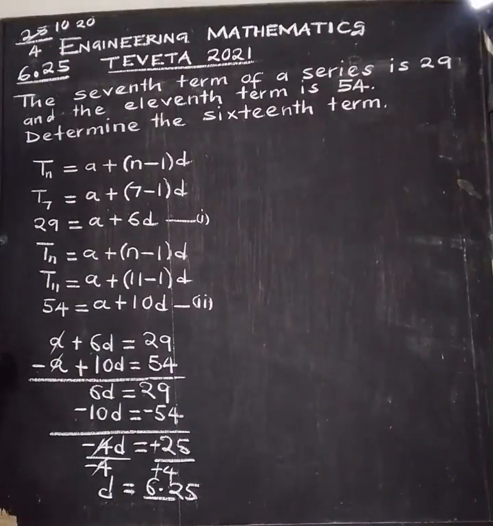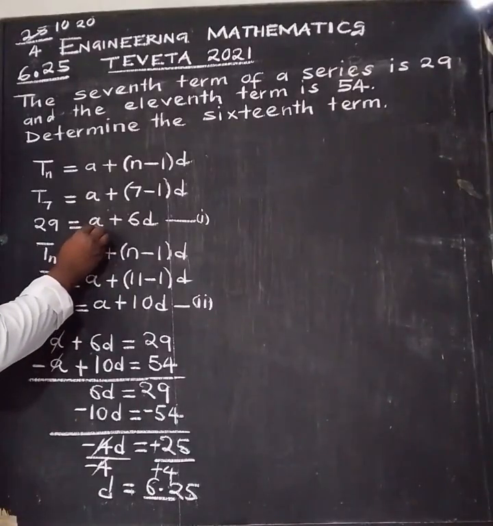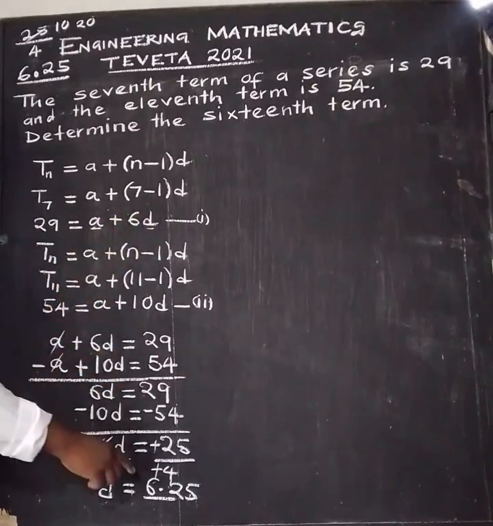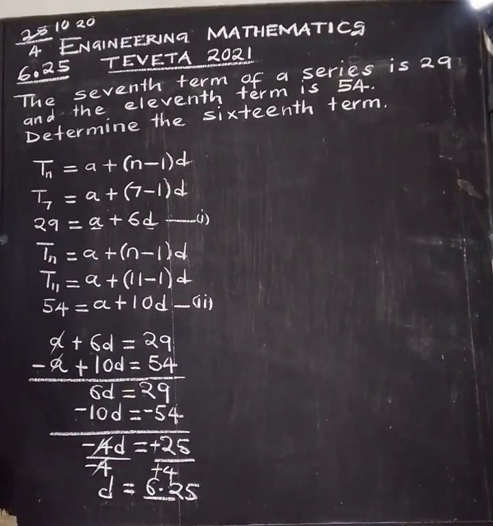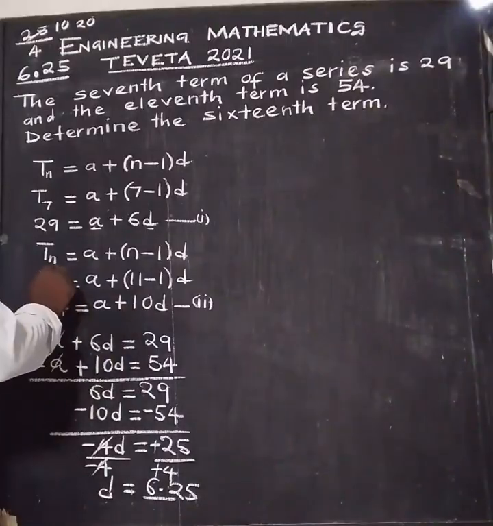So now, having known what our common difference is, we're going to find our first term. We can find our first term using any of these equations. Let us use this one. We know d is 6.25. Now we're going to find our first term. So let's use this first equation.